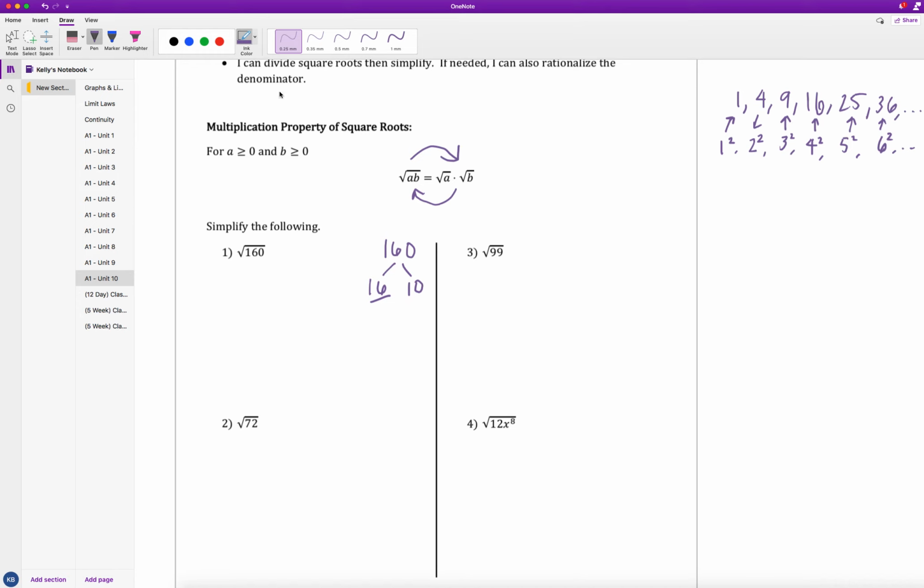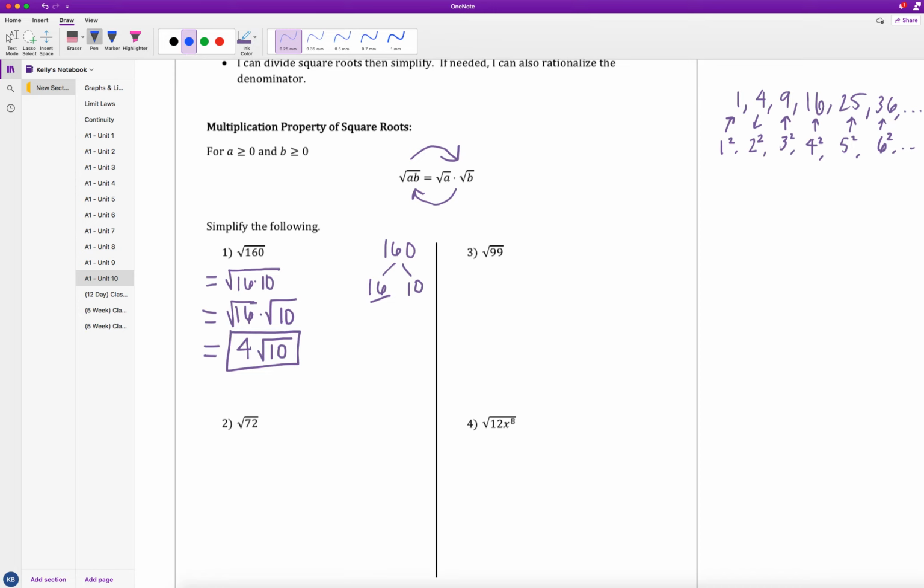So using the multiplication property, what this means then is I can break apart the 160 as 16 times 10 using the factors, and from here I can distribute the square root and have the square root of 16 times the square root of 10. So I can break apart using that multiplication property of square roots. From here, I can simplify down the square root of 16. The square root of 16 is equal to 4, and then the square root of 10 has no other perfect squares inside of it, so our final answer then would be 4 times the square root of 10.